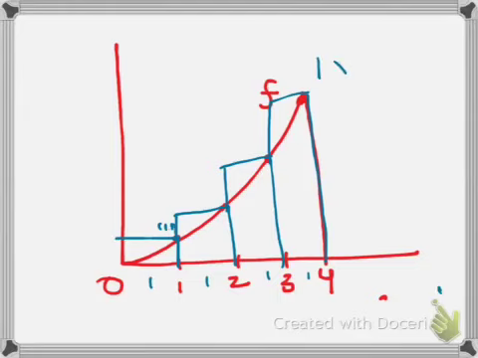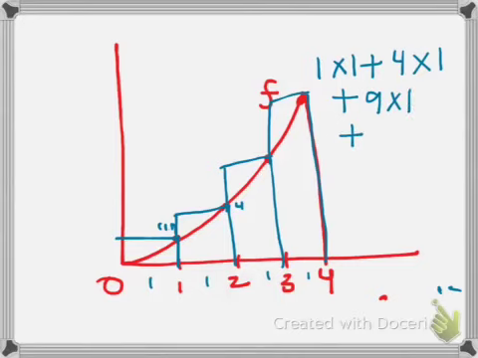So 1 times 1, that's length times width. For the second one, the y value is 4 right here, right? So 2 comma 4, so for the second one it's 4 for the length, and the width is still 1. For the third one, the y value at 3, the height or the length, is actually the y value. So it's 9 comma 1, and the next one is 16 comma 1, right?